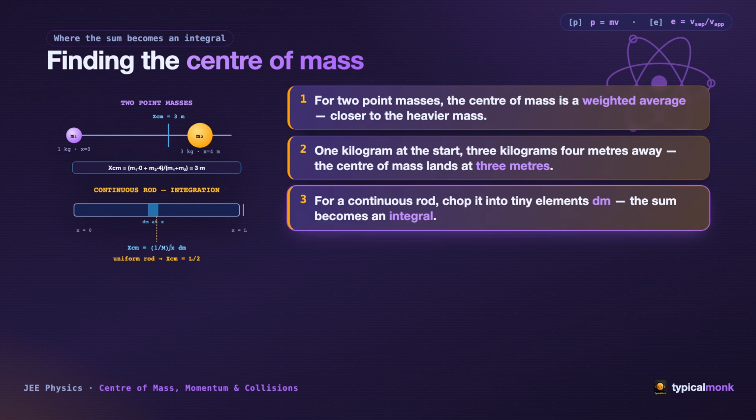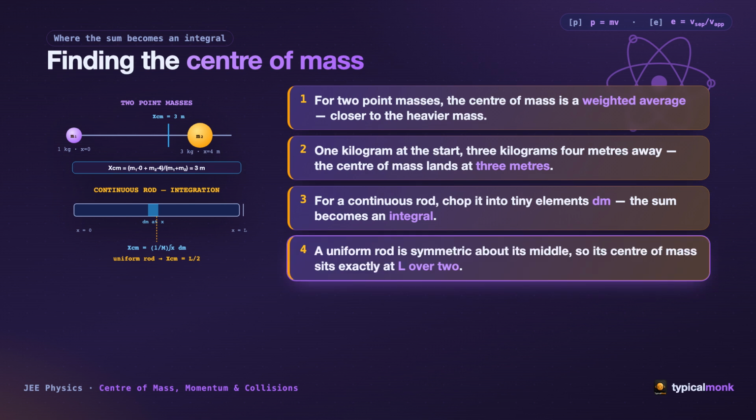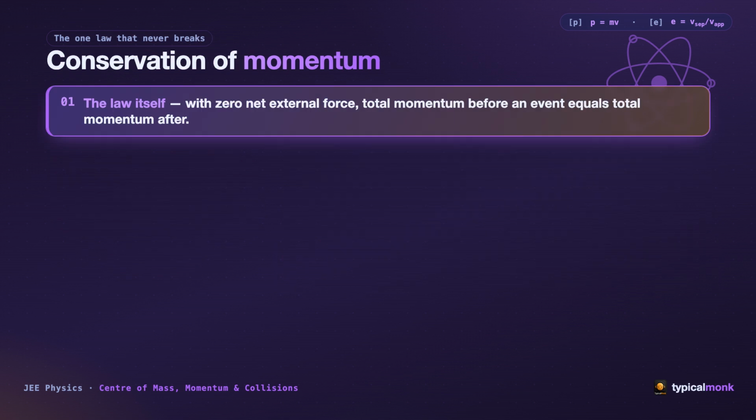Now stretch this into a continuous rod. Chop it into tiny elements, each of mass dm at position x, and the discrete sum becomes an integral. The center of mass equals 1 over m, integral of x dm. A uniform rod is symmetric about its middle, so that integral collapses to the obvious answer. Its center of mass sits exactly at half its length. Lisa used to fear the integral until she realized it is just the old weighted average, written for infinitely many, infinitely small pieces. Now the one law that never breaks, no matter how violent the collision.